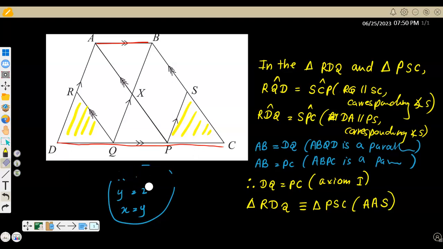Okay. Do you have any doubts? Did you understand how to show that these two triangles are congruent? And when you show that DQ and PC are equal, you can't show DQ and PC are equal in length at once.